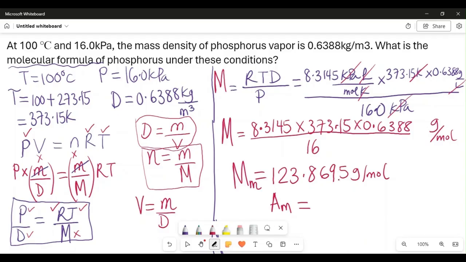Looking at the periodic table, you will see that the atomic mass is 30.974 gram per mole. Are you seeing what's going on here? So now, to find the molecular formula, you're going to divide the molecular mass by the atomic mass to find the number of phosphorus atoms in the phosphorus vapor molecule. So you end up with 123.